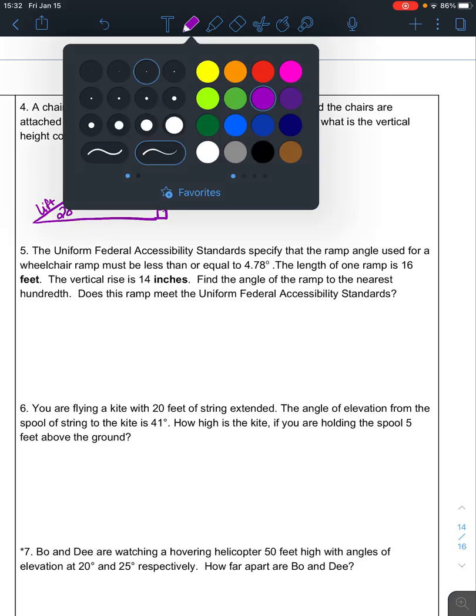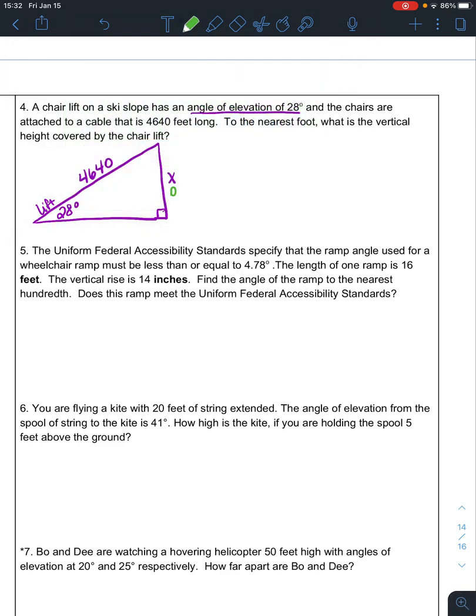So this is what we're looking for, our vertical height. So we label our opposite side and our hypotenuse. That's O and H, so that would be sine. The sine of 28 is equal to the opposite side divided by the hypotenuse. You can put that over 1 if you need to see what to do, but to solve this, you would do x is equal to 4640 times the sine of 28.